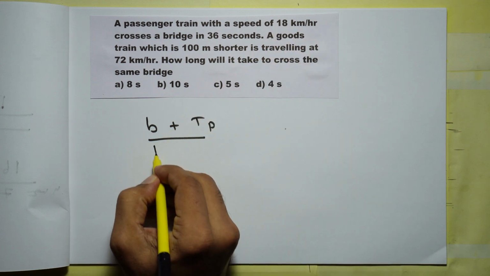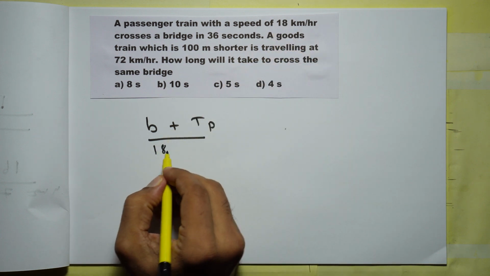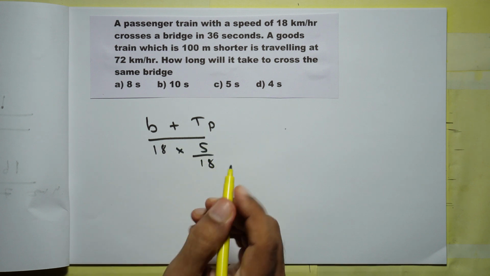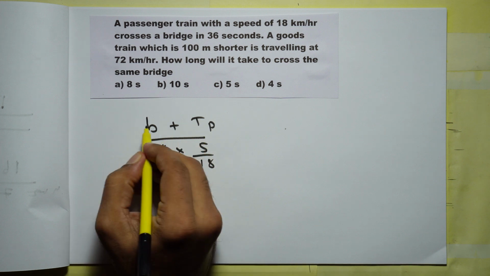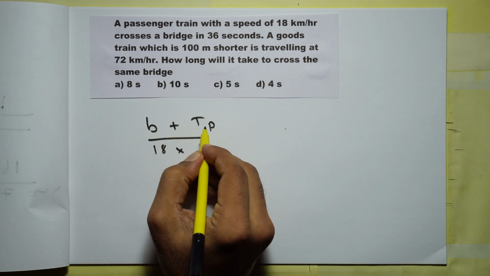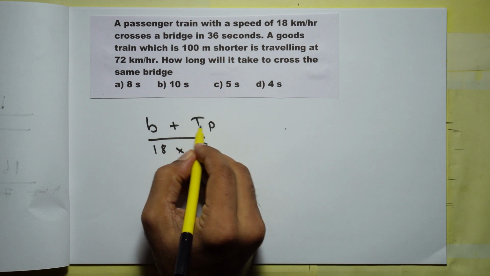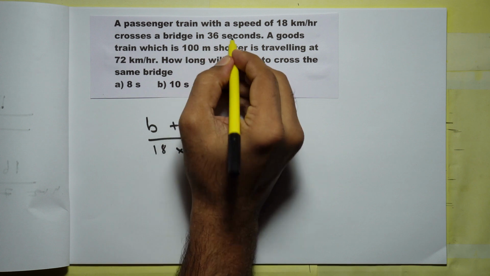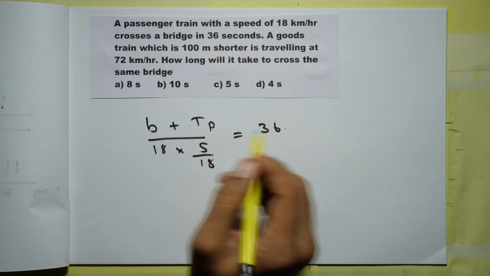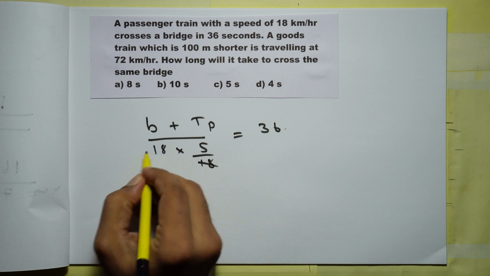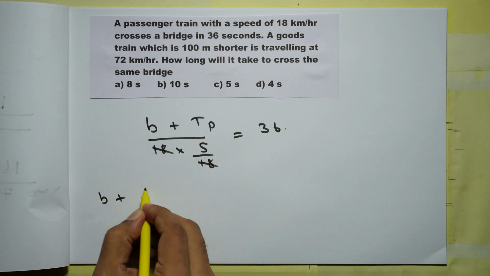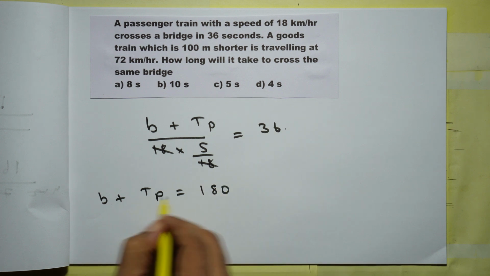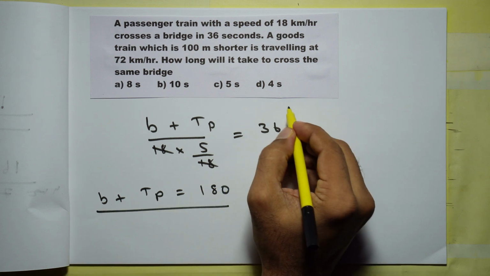Speed is 18 kilometers per hour. Now we'll convert kilometers per hour into meters per second. We'll multiply by 5 by 18. So distance to be moved is the length of the bridge plus its own body length, that is length of the passenger train, divided by speed. And that time required is given as 36 seconds. So we'll just solve this. 18 and 18 divide. So you will get B plus TP is equal to 5 into 36, that is equal to 180. So this is the first equation that you get.